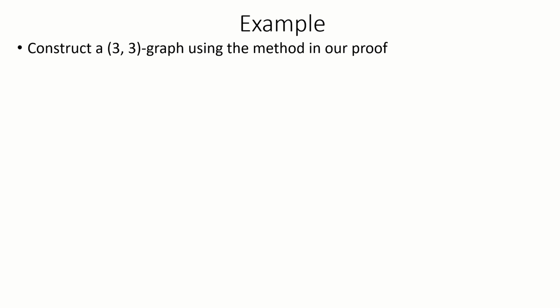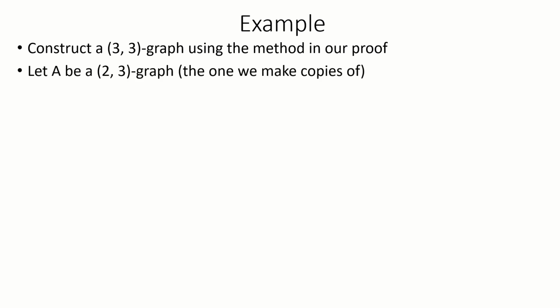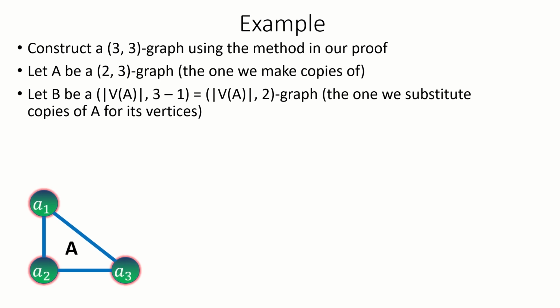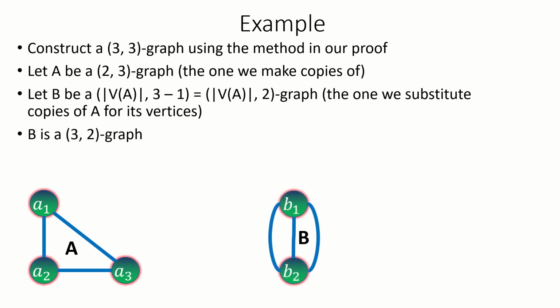To start, take the graph with degree 1 less and the same girth, and let that be our graph A, the one we make copies of. And then take the graph with degree equal to the order of A, and girth 1 less, girth 2, and let that be our graph B, the one whose vertices we replace with copies of A. The 2-3 graph is the cycle graph on 3 vertices. Since it has 3 vertices, graph B is the 3-2 graph. This is the digon with 3 edges.